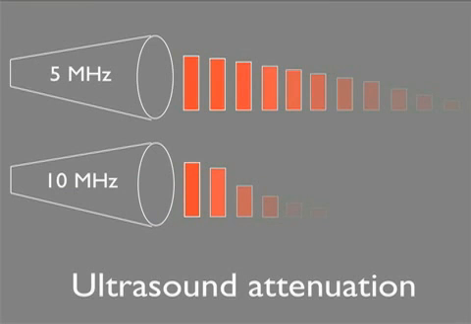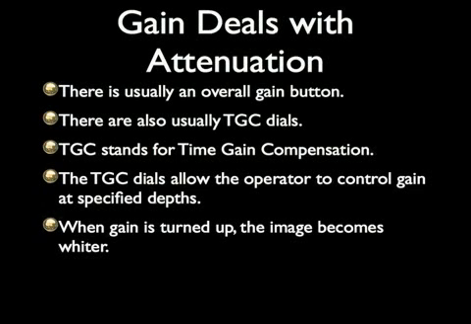The operator can deal with ultrasound attenuation by adjusting the gain button. There is usually an overall gain button. There are also usually TGC dials. TGC stands for time gain compensation. The TGC dials allow the operator to control gain at specified depths. When the gain is turned up, the image becomes whiter. When gain is turned down, the image becomes darker.